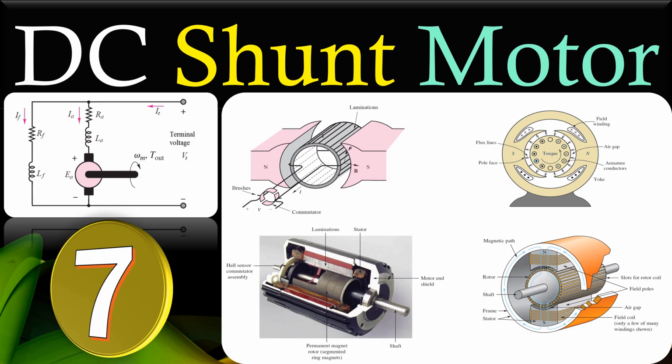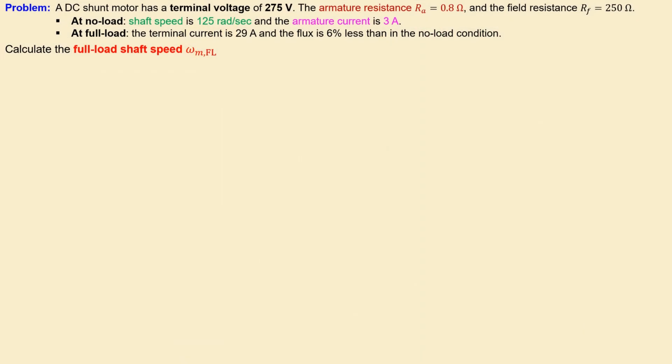This will be our example number 7. In this example I will again discuss another problem using a DC shunt motor. So let's look at our example.